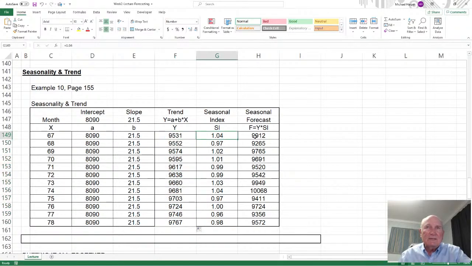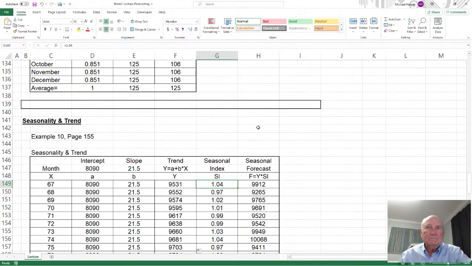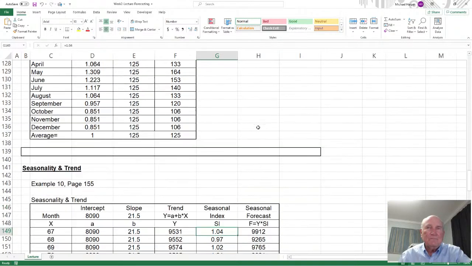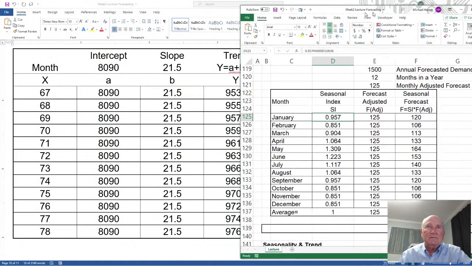Now my seasonal indexes are copied from up here. The seasonal indexes here are the same. But they don't look the same, and they're not the same. So let me make them the same. That's going to equal, oh, wait a minute, let me see if it is the same.